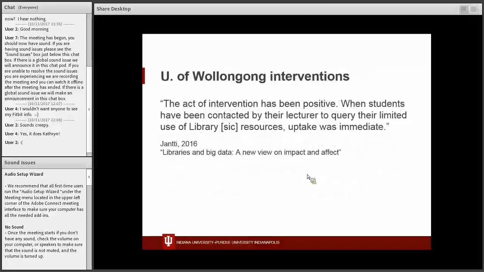And this is what they said about the intervention. The act of intervention has been positive when students have been contacted by their lecturer to query their limited use of library resources. Uptake was immediate. I have significant problems with this, I have to say.